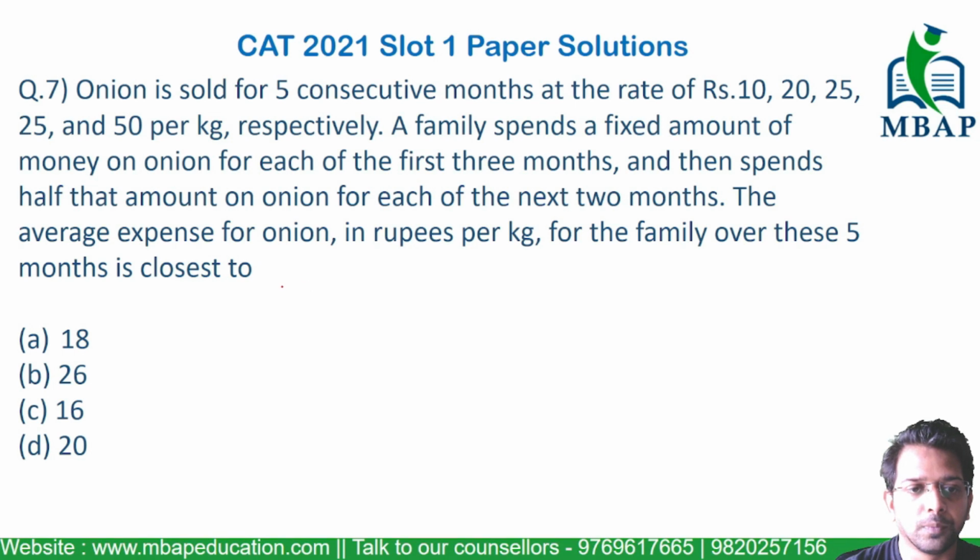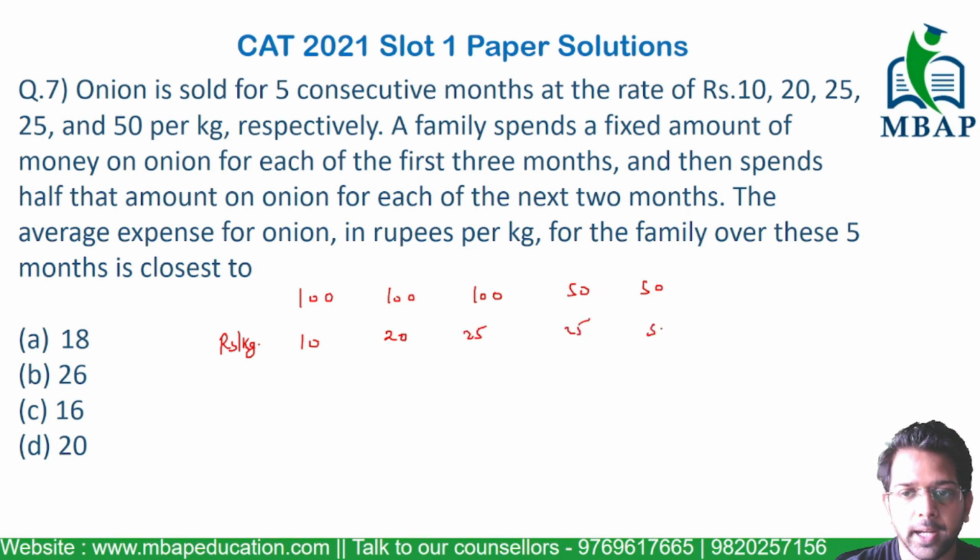Now, let's assume for the first 3 consecutive months, I am spending 100 rupees in each of the 3 months. For the 4th and the 5th month, I am spending half of the amount, so let me spend 50 and 50 here. In each month, I repeat, in each month, the prices of onion per kg have been given to me, which are 10 rupees per kg, 20 rupees per kg, 25, 25 and 50.